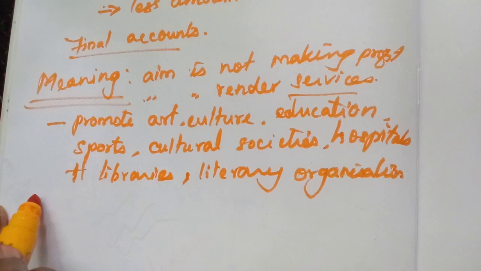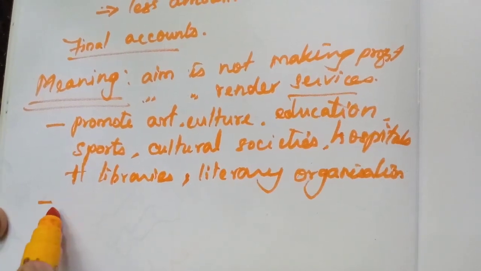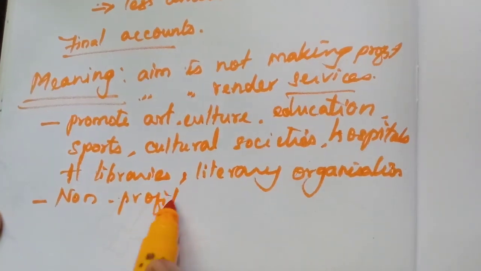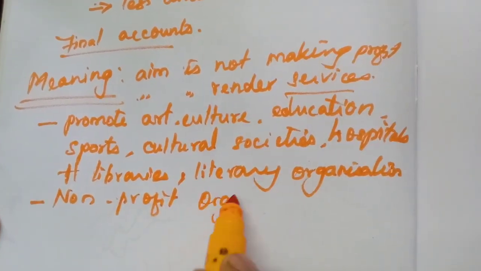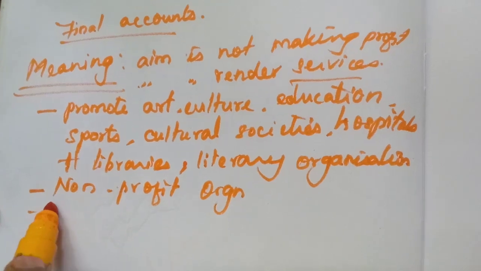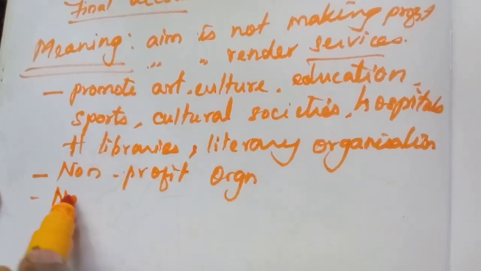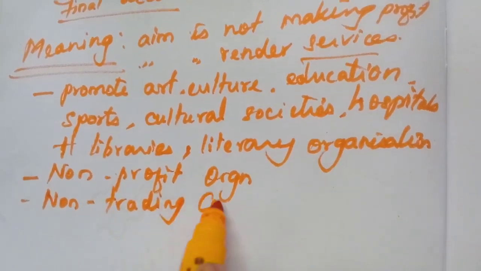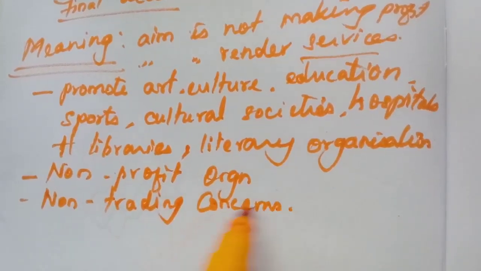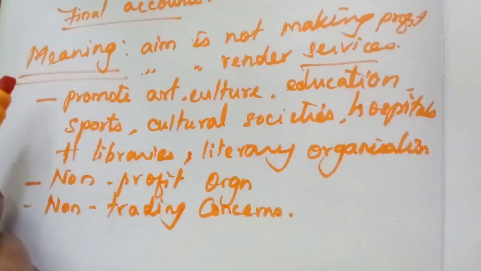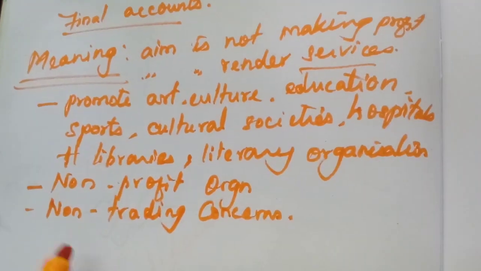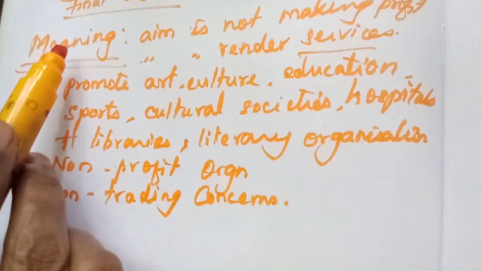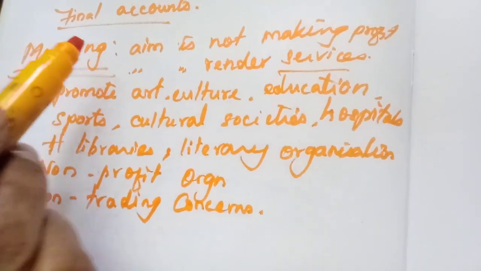These organizations are also called non-profit organizations or non-trading concerns. When we were studying, it was called non-trading concerns. Only this year they have changed this into not-for-profit organizations in the new syllabus. So you might have understood this meaning.